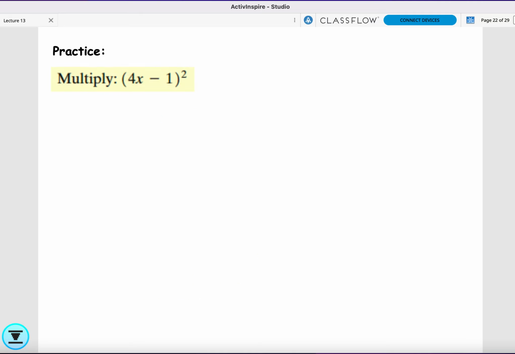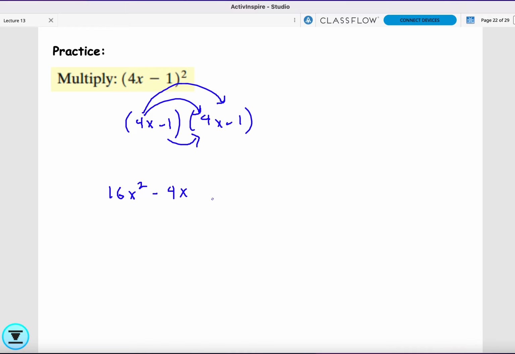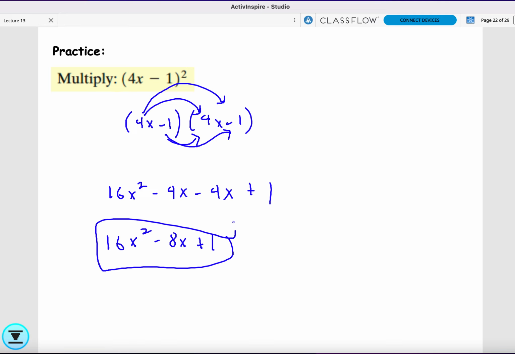Over here we have multiply 4x minus 1 squared. Same thing. So it'll be 4x minus 1 times 4x minus 1. You can do FOIL or box method, whichever one makes sense to you. 4x times 4x is 16x squared. 4x times minus 1 is negative 4x. Negative 1 times 4x is another negative 4x. Negative 1 times negative 1 is a plus 1. So then we get 16x squared minus 8x plus 1. And we're done with the practice problem here.